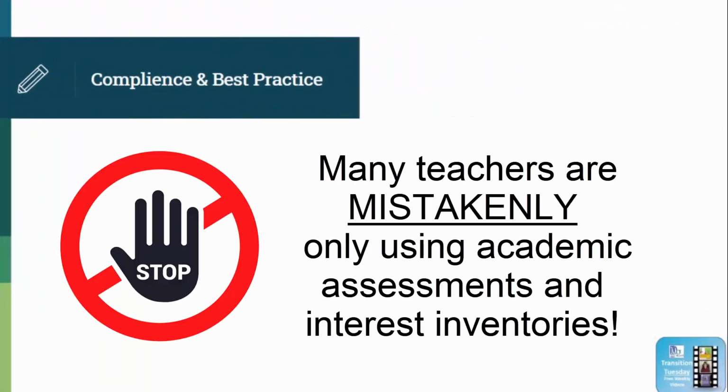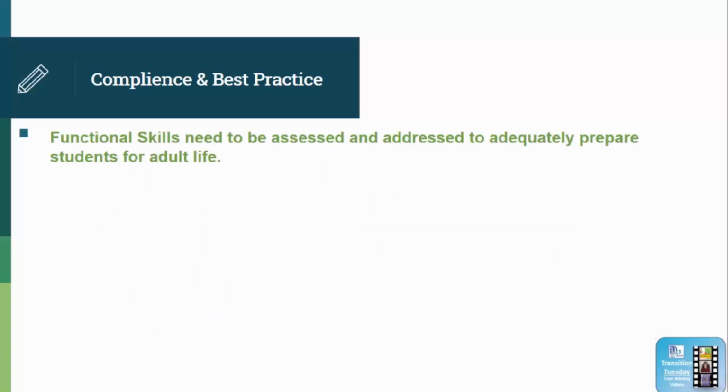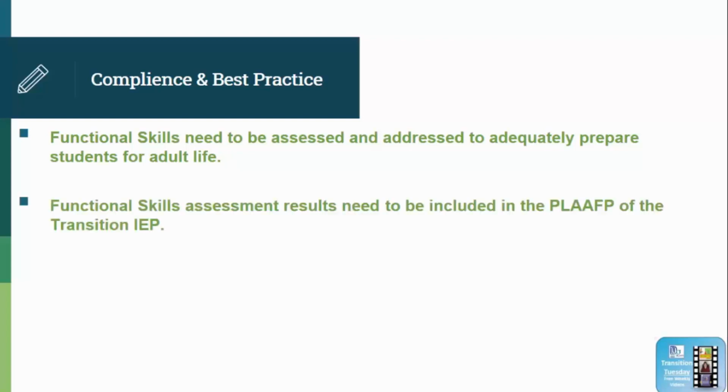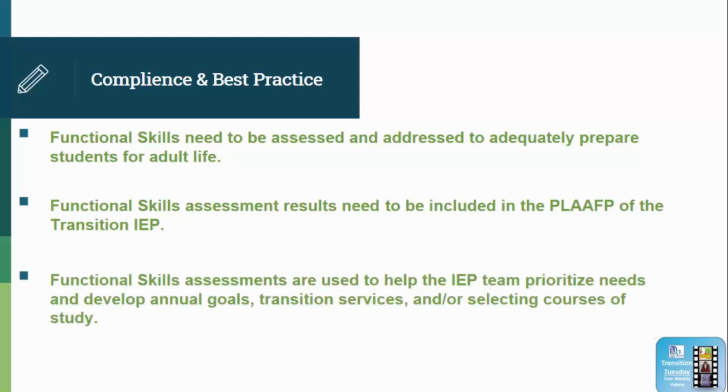Throughout the country, many transition teachers are only using academic assessments and interest inventories to assess for students' transition needs. In order to meet compliance and best practice, functional skills need to be assessed and addressed to adequately prepare students for adult life. In addition, the functional skill assessment results need to be included in the PLEP of the transition IEP. The functional skill assessments are then used to help the IEP team prioritize needs and develop annual goals, transition services, and/or selecting courses of study.